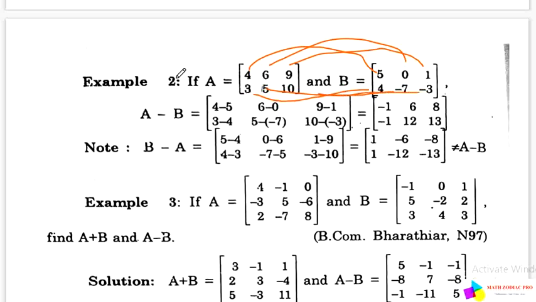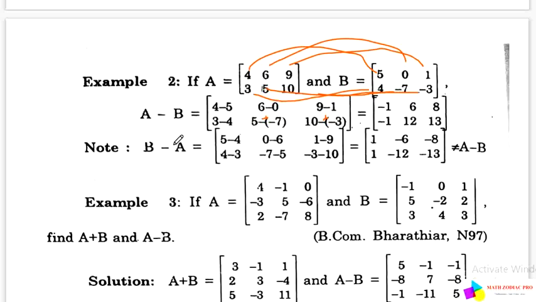Okay, so we already learned the sign rules: minus into minus is equal to plus, plus into plus equal to plus, minus into plus equal to minus, and plus into minus equal to minus. So 4 minus 5 equal to minus 1, 6 minus 0 equal to 6, and 9 minus 1 equal to 8. Next, 3 minus 4 equal to minus 1, and here minus into minus gives plus, so 5 plus 7 equal to 12. Here also minus into minus equal to plus, so 10 plus 3 equal to 13.